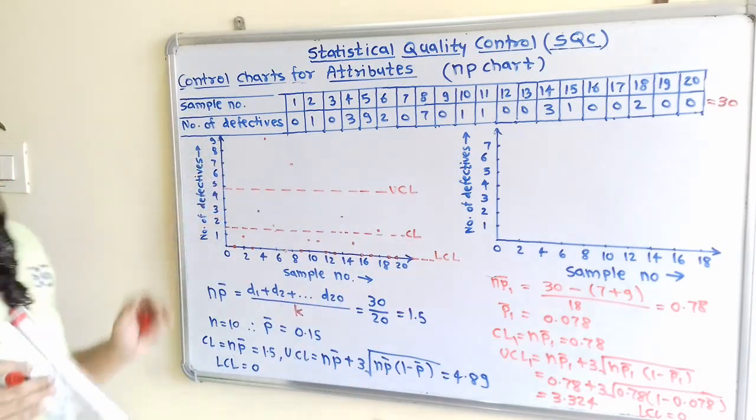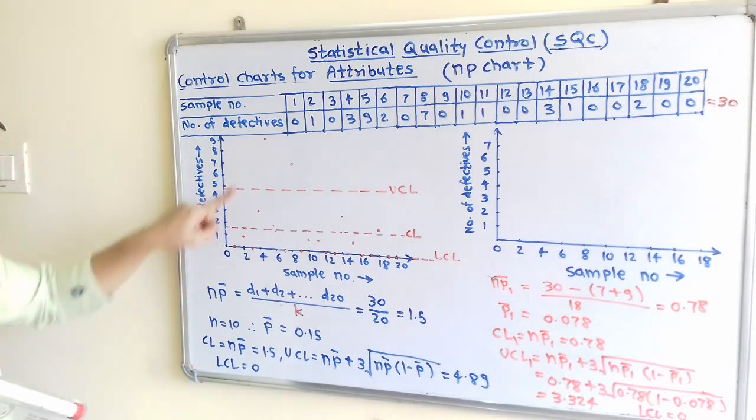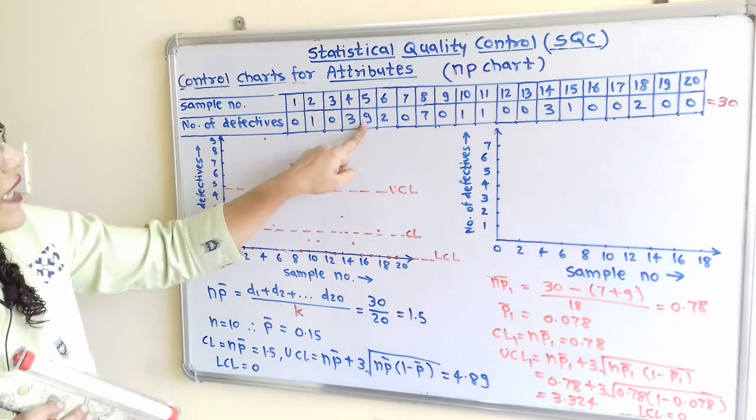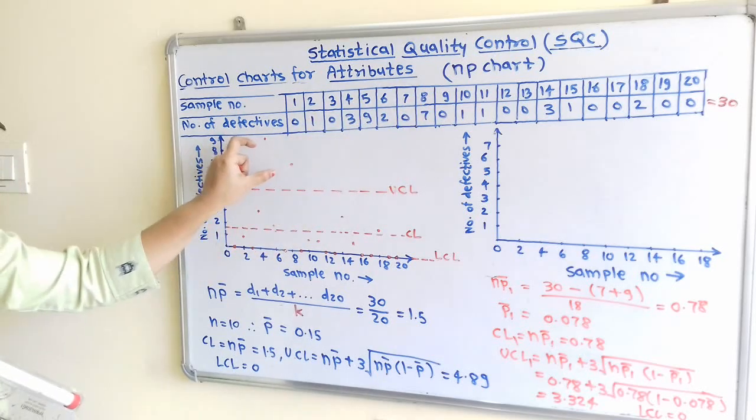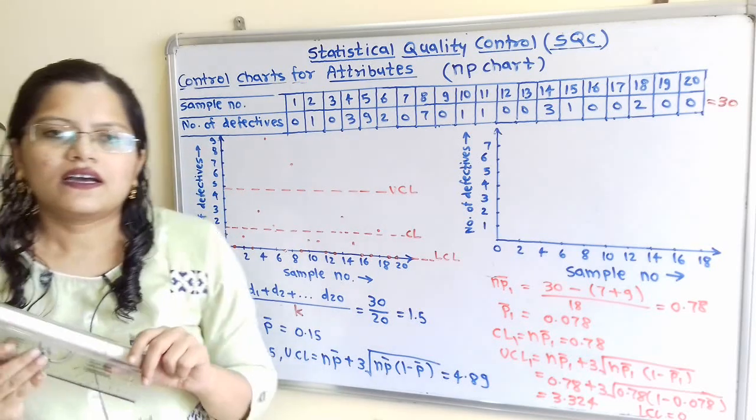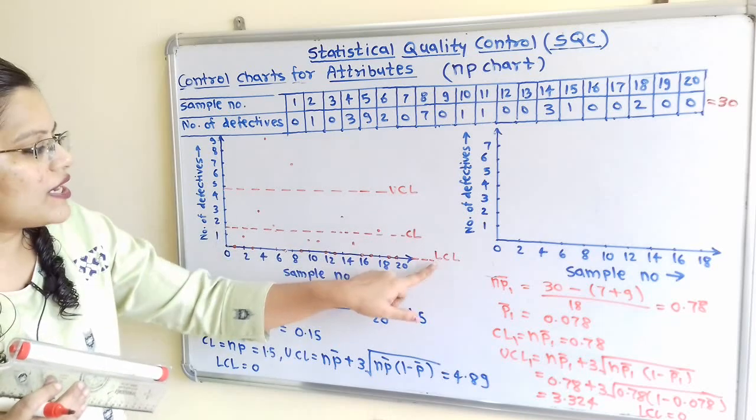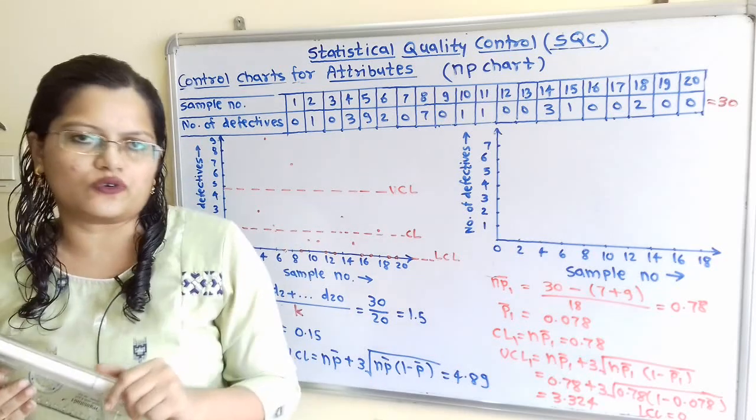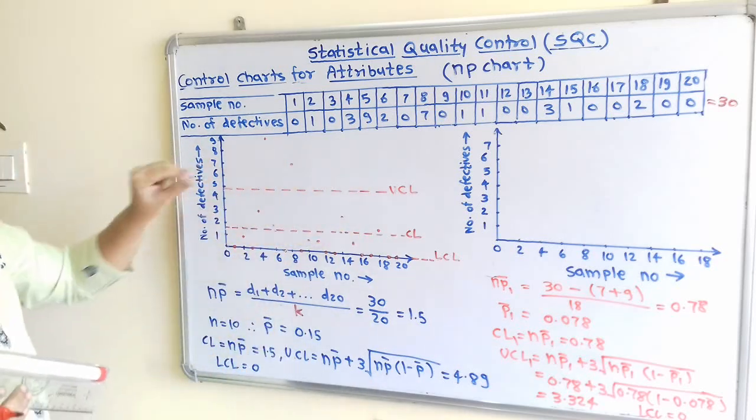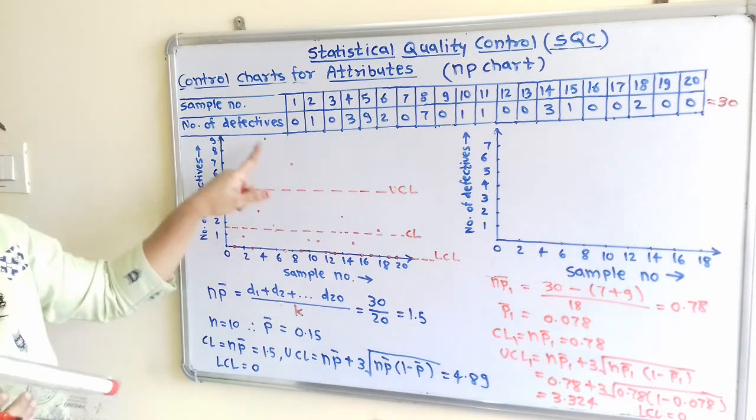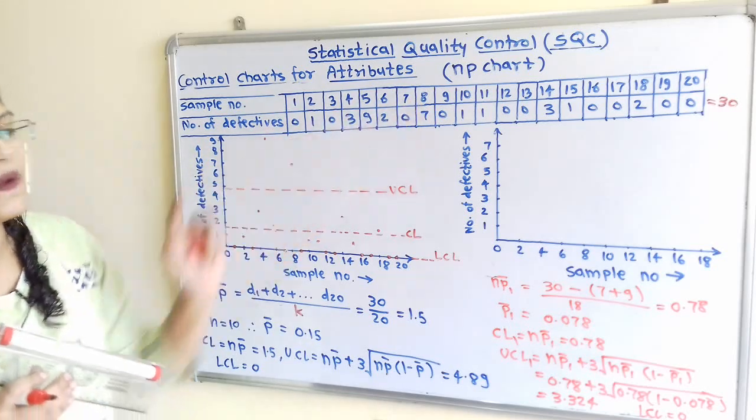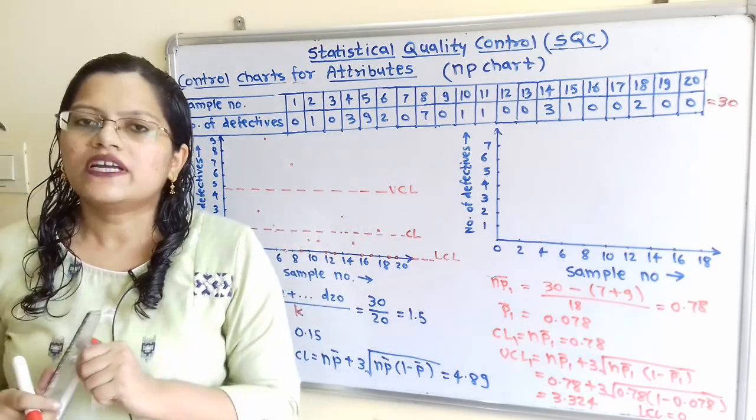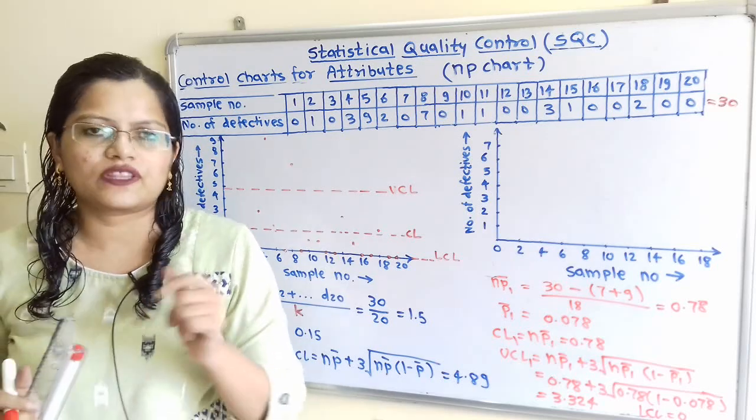Now how can we conclude this chart? If we observe the two values, that is 9 as well as 7, for sample number 5 and sample number 8, these two values are out of the control limits, that is the upper control limit. So we can say that this process is out of control. So according to this chart, this process is out of control because of sample number 5 and sample number 8.